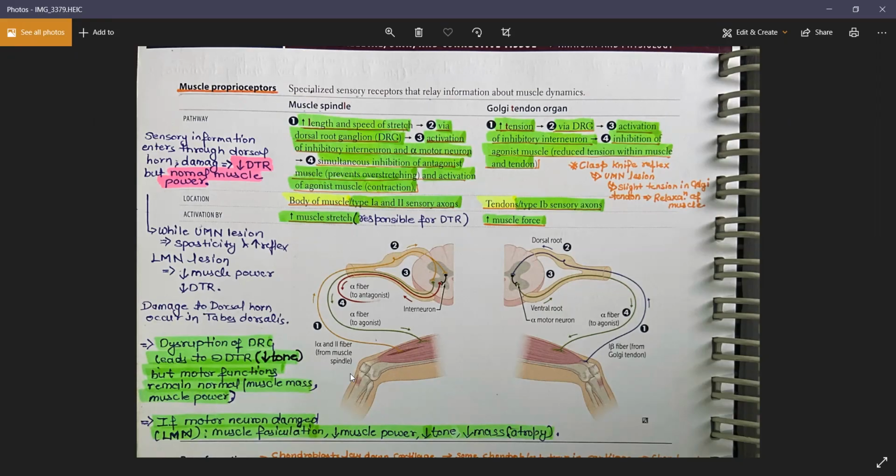Is there any role of the Golgi tendon organ in this reflex pathway? We will discuss that later. Don't worry, you will know that.